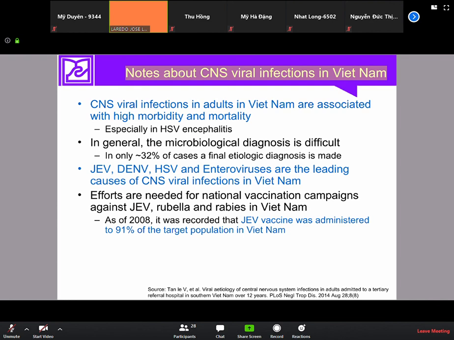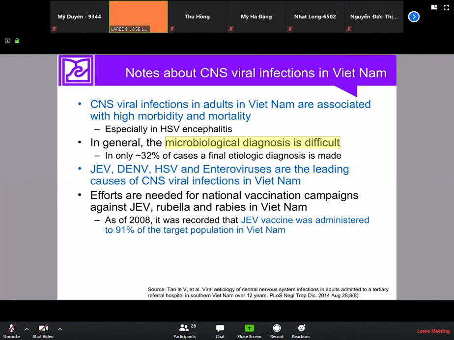The diagnosis of encephalitis is very difficult because all patients with encephalitis, whatever the virus, show the same symptoms. In Vietnam, viral encephalitis is associated with very high morbidity and mortality. Mostly herpes simplex virus type 1 encephalitis. This is the worst. The microbiological diagnosis is difficult because we need complex equipment.